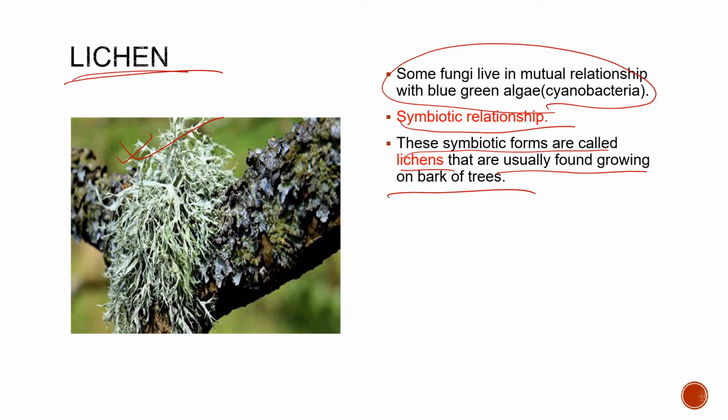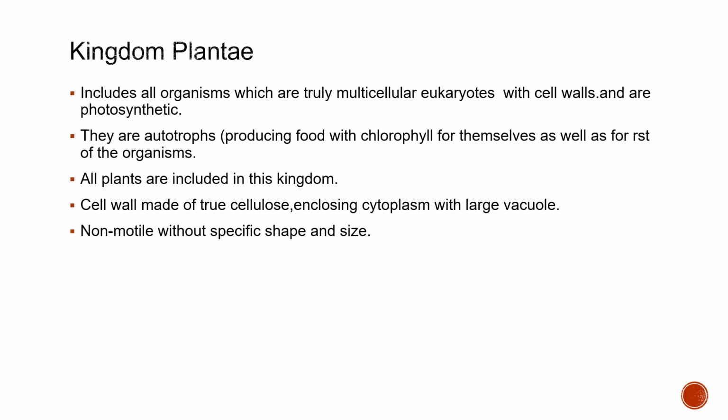Now let us move on to kingdom Plantae. We all know that this kingdom includes all organisms which are truly multicellular eukaryotes with cell walls, and they are photosynthetic. Plantae means plants. They are multicellular, they are eukaryotes, and they have cell walls. And they are all photosynthetic in nature.